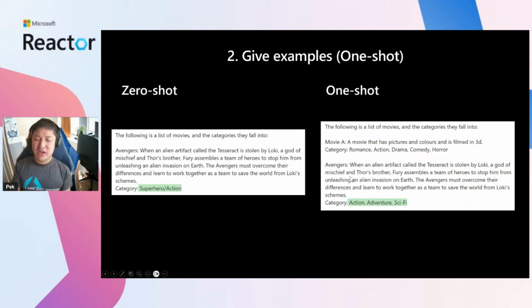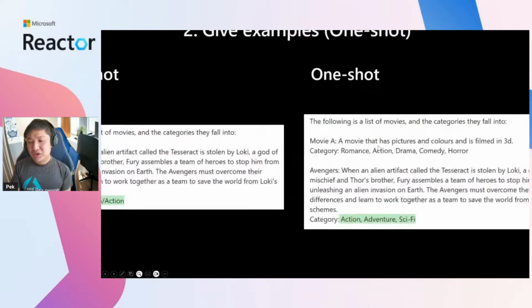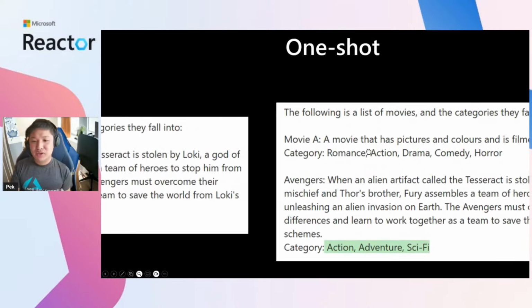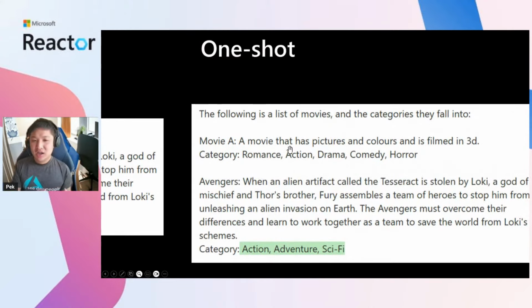So what I'm doing now is what we call a one-shot example. Rather than just going straight to the Avengers example where I actually wanted to do the classification, I've given an example, which we're going to call movie A here. Movie A is not exactly describing any particular movie. I've just said the movie has pictures and colors in the film in 3D. That's basically every single movie that you're seeing. But what I've done here is to say that once we talk about category, this is the format I want you to follow.